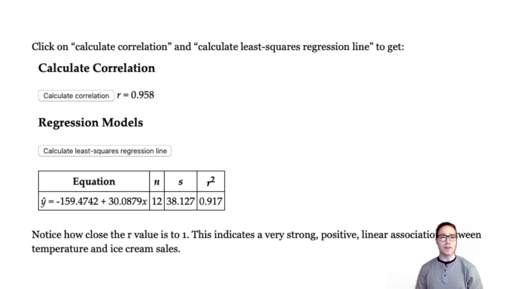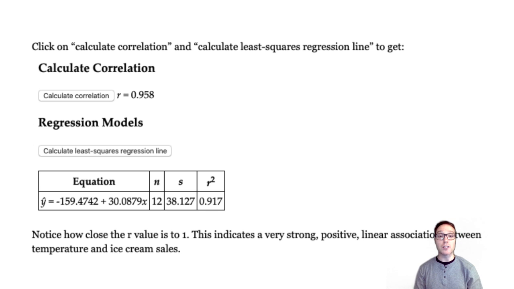Recall from algebra that the intercept is the y value when x equals 0. So when the temperature is 0 degrees Celsius, the predicted ice cream sales are -159.474. This is of course impossible, and it demonstrates why extrapolation is an unreliable practice. Extrapolation is making predictions far outside the range of the observations. So sometimes when you make a prediction, it's practically impossible. It doesn't make any sense to have a negative cost of ice cream or ice cream sales. Unless maybe you go into debt.